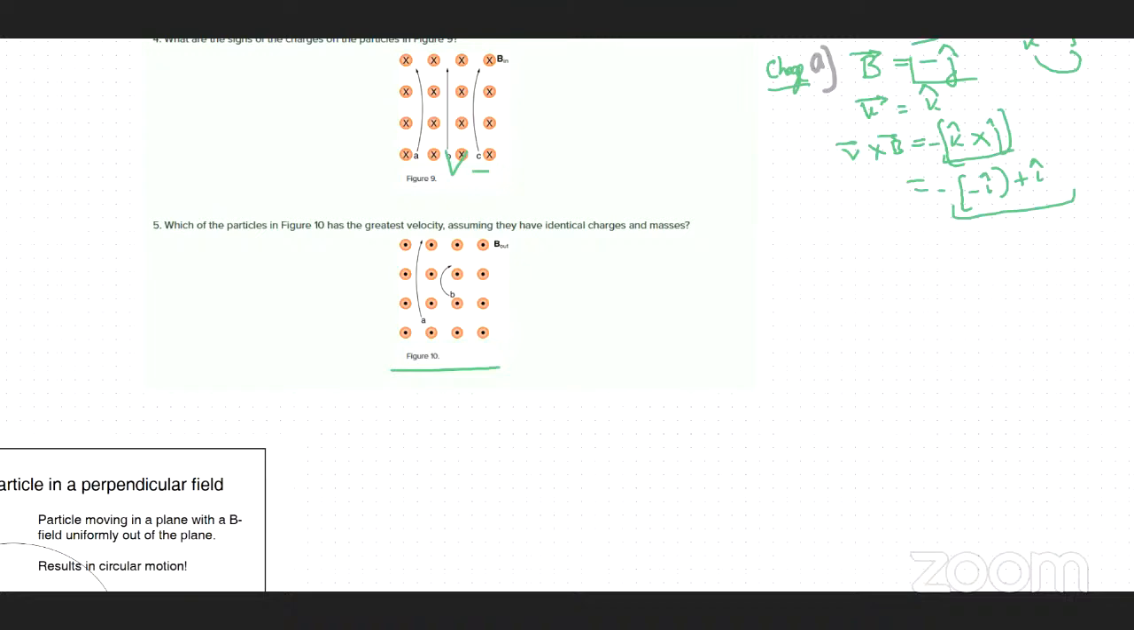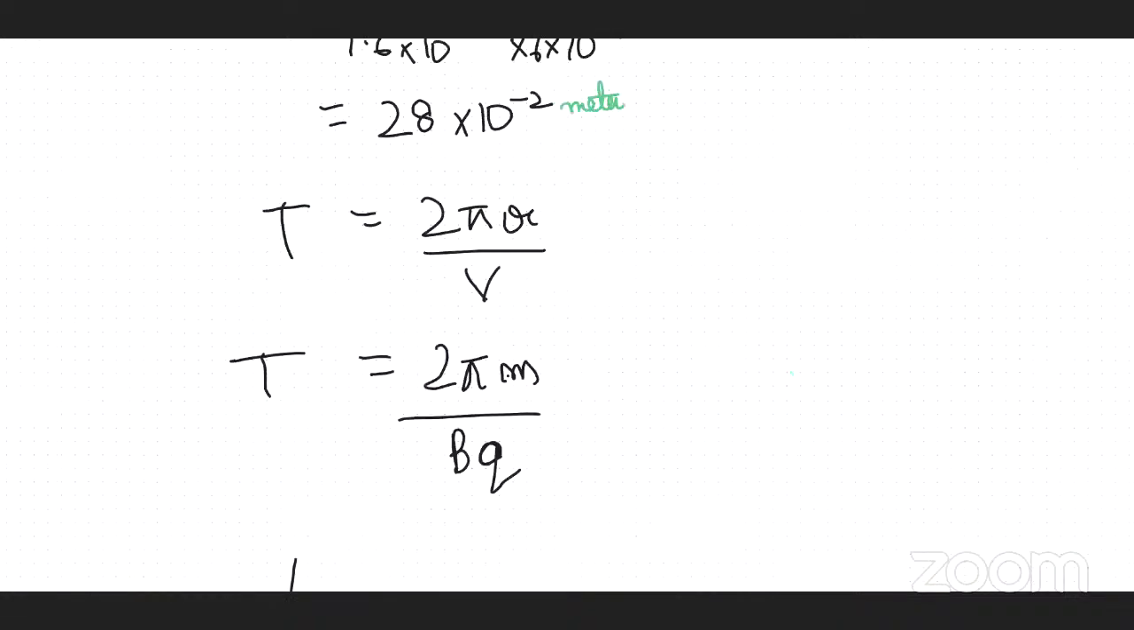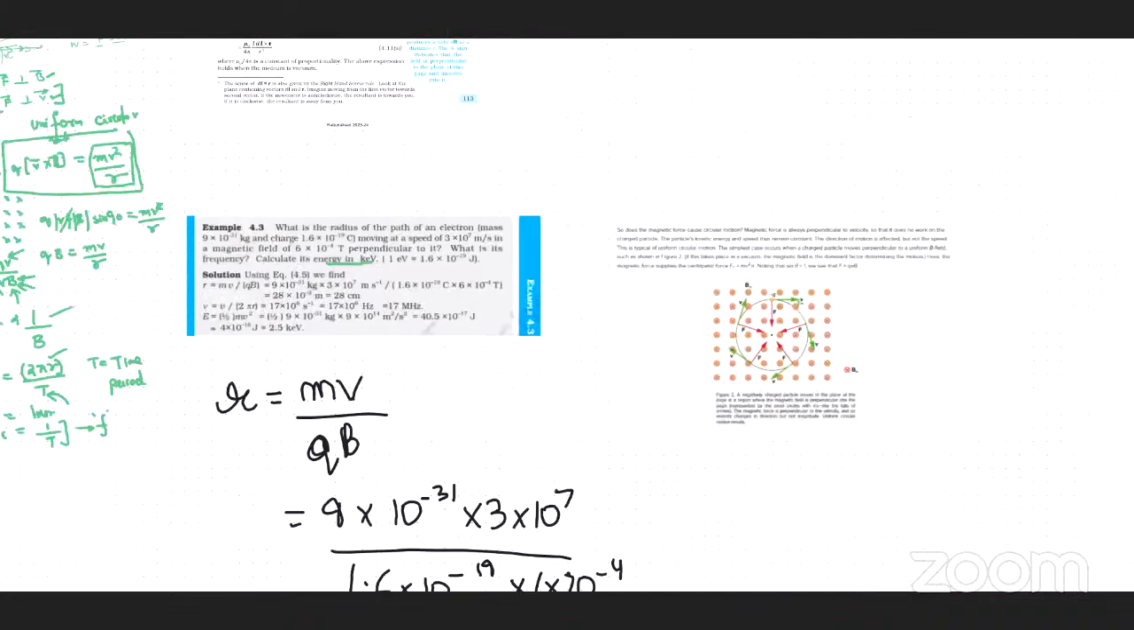So in this question, you have to compare the velocities. But you know the radius. Whose radius is smaller? So that you know. RB is less than RA. You should first write the formula of radius. I will start from here to make a comparison.